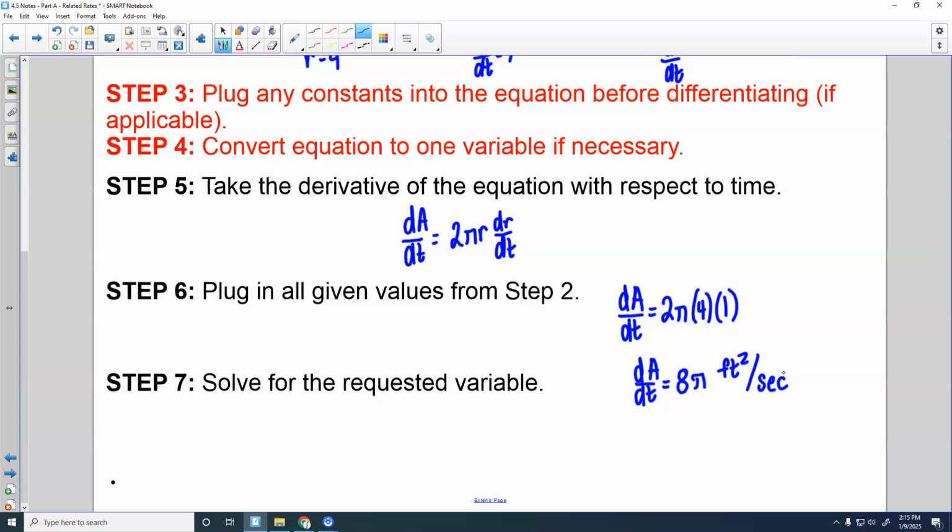Now let's think about this scenario, because it's a little bit different. Your radius is increasing at a constant rate. So your radius is getting 1 foot bigger each second. What's happening to your area? It's increasing, but how? Is it increasing slowly at first and then very fast at the end? Or is the area increasing very fast at first and then slowly at the end?